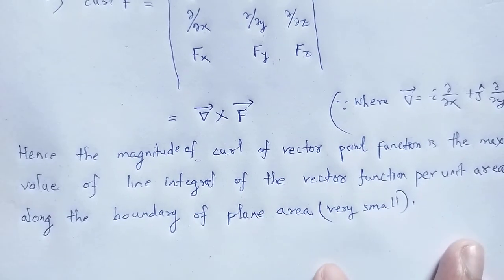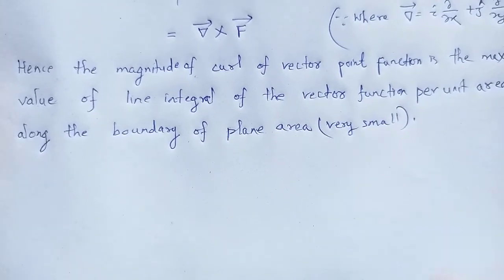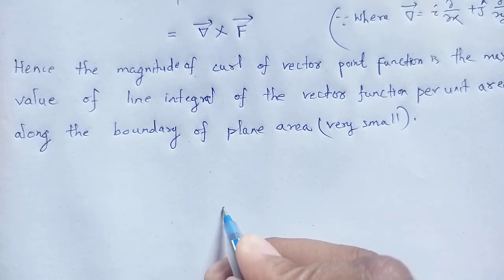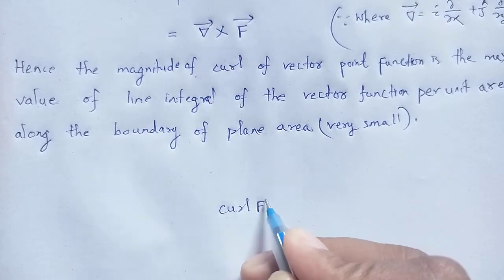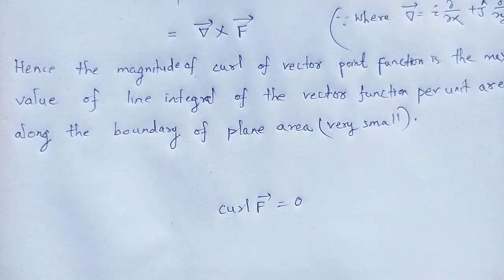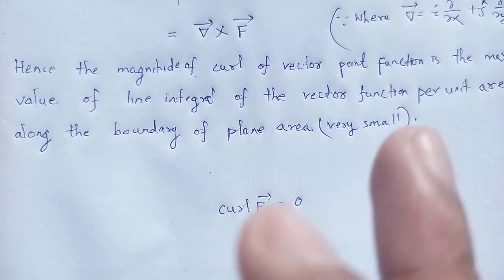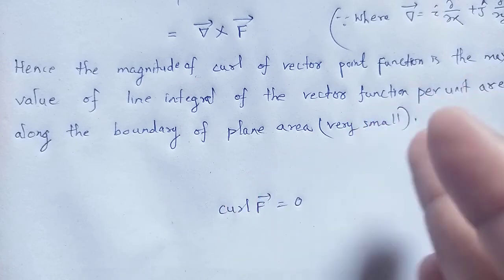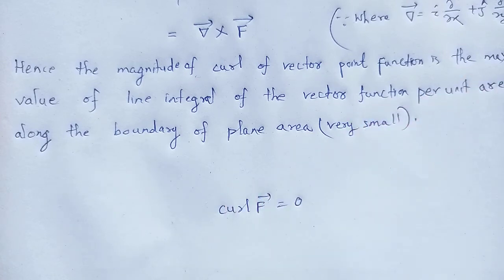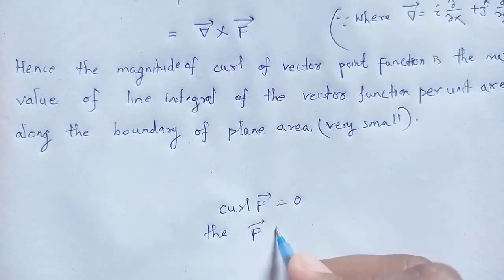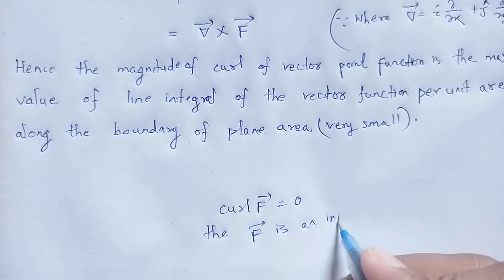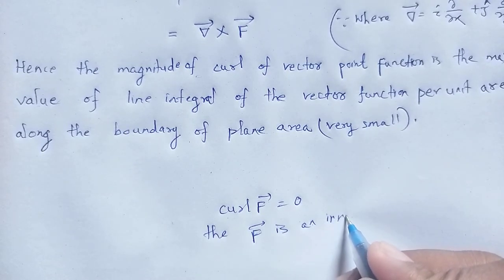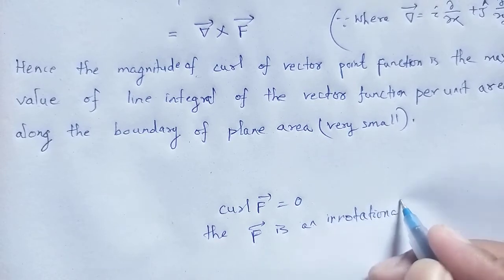For note purpose, we can write, if curl of f vector is 0. In the previous case we studied that if divergence of a vector is 0, then we say that the vector is a solenoidal vector. But in this case, if curl of that vector is 0, then f vector is an irrotational vector.